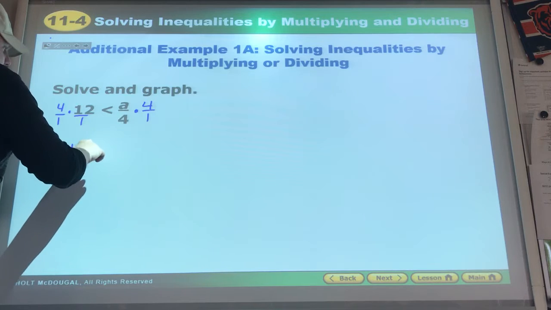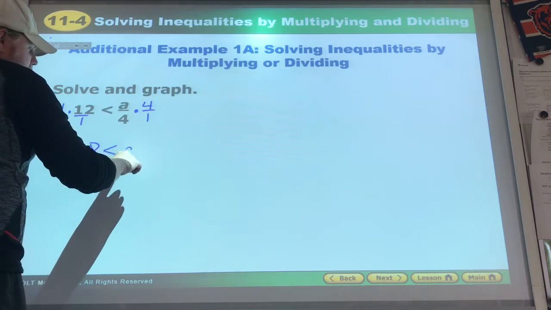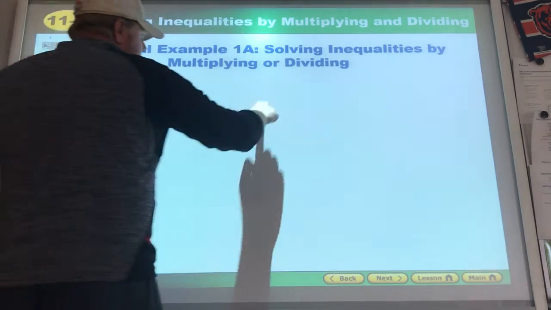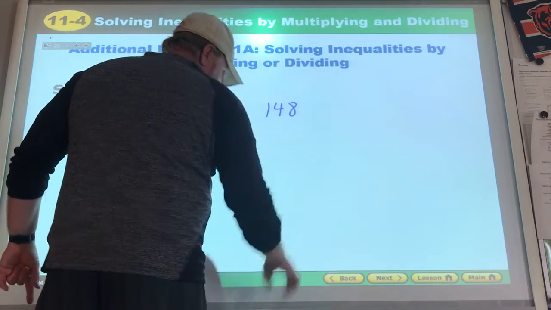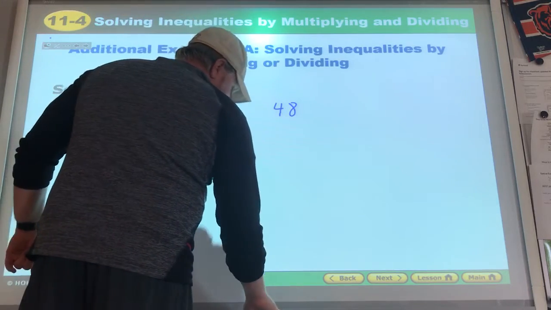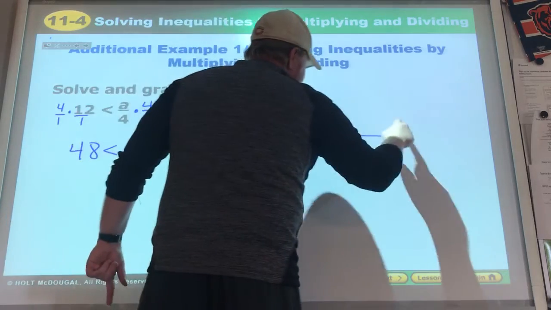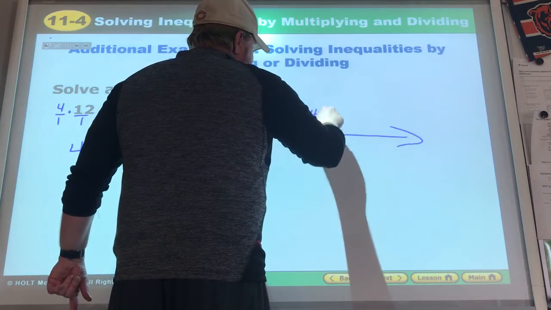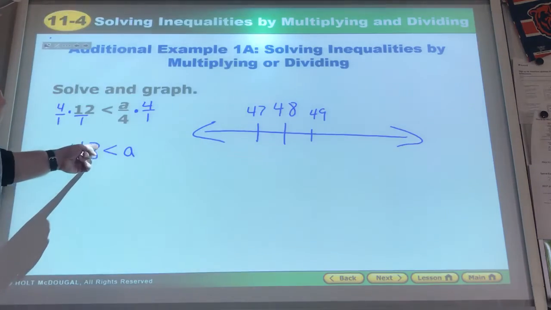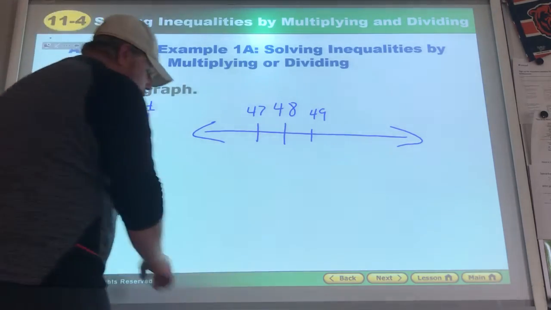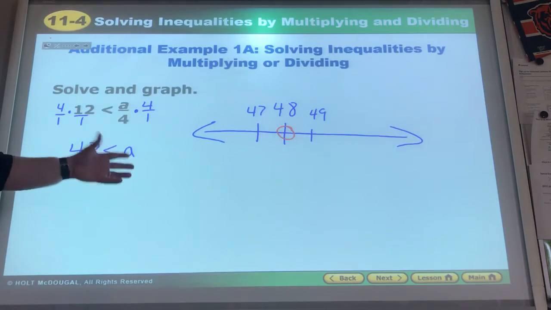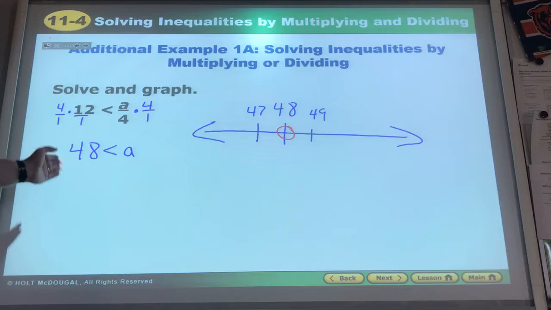So 48 is less than a. So if we think of a number line, the number that we have here is the number you put up. Then I make my number line. I like to put one number on each side just to help me get my bearings. 48 is less than a. So we don't include 48, so we put an open circle, because it doesn't say 48 is equal to a, it says it's less than a. 48 is less than a, or a is greater than 48.